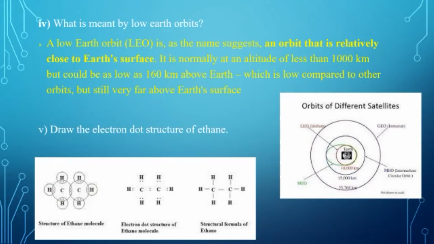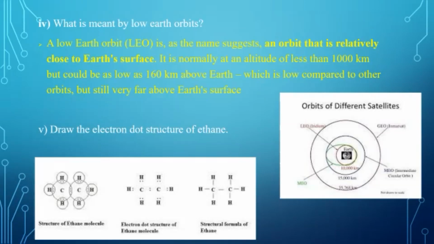Now see, here they have asked you to draw the electron dot structure of ethane. Can you see the middle one? That dot structure is the electron dot structure of ethane molecule. See, all three I have compared for you here. When you are told to write just a structure of ethane molecule, you can draw the first one. When it asks you to draw the electron dot structure of ethane molecule, the middle one which is shown, that you have to draw.